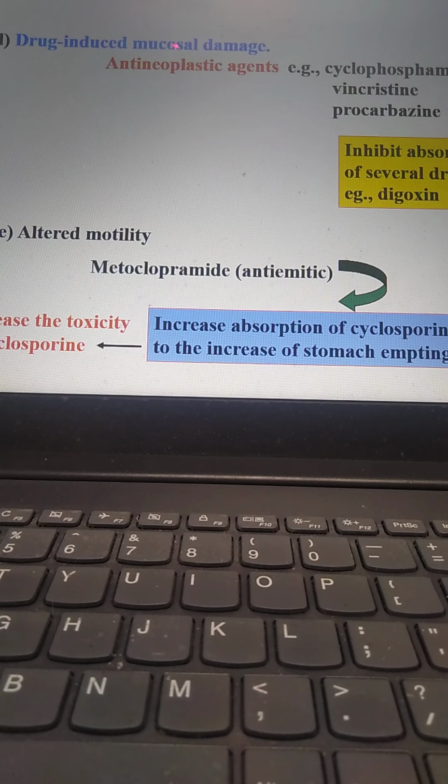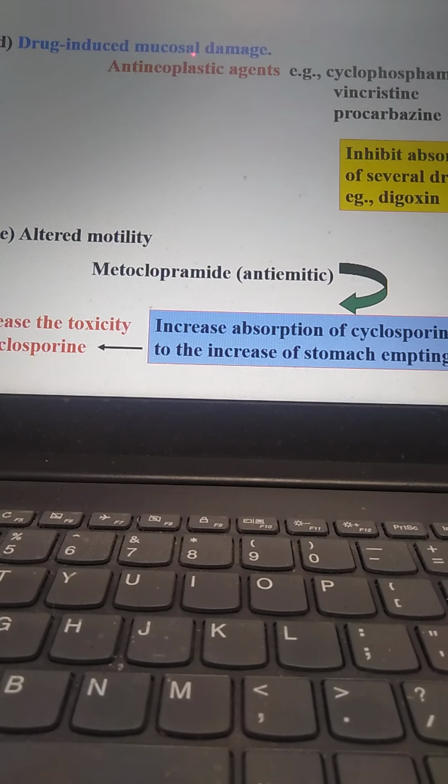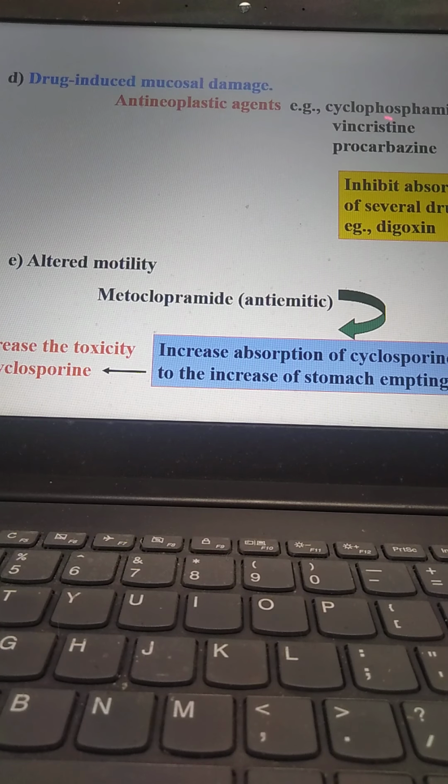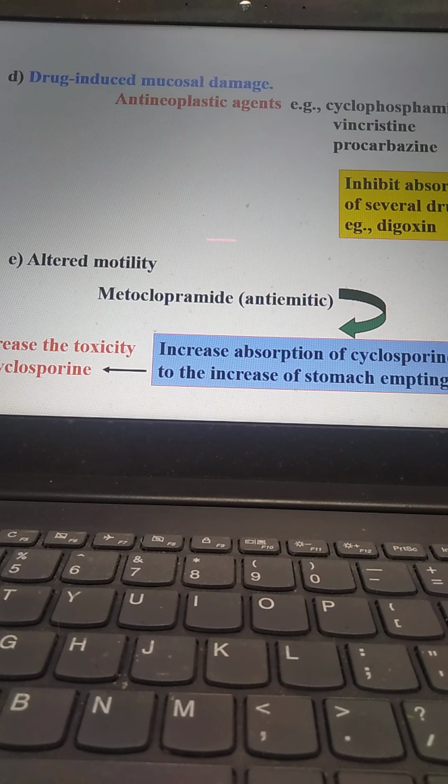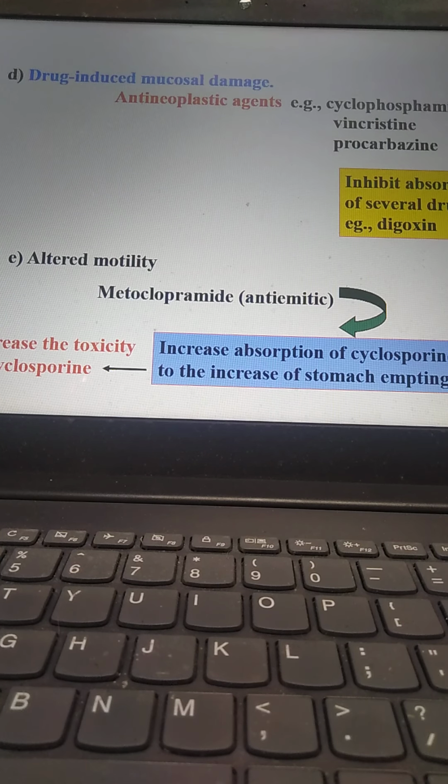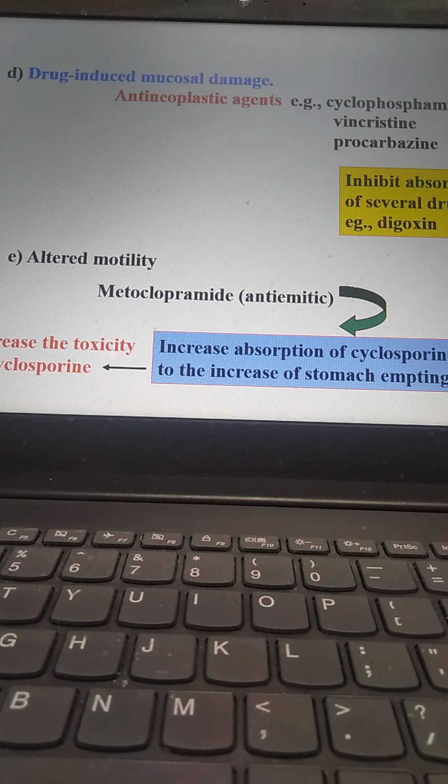D. Drug-induced mucosal damage. Antineoplastics, that is cyclophosphamide, vincristine, and procarbazine, inhibit absorption of several drugs. I would say that is digoxin. Altered motility: metoclopramide, an antiemetic, increases absorption of cyclosporin due to the decrease in stomach emptying time. So it increases the toxicity of cyclosporin. Once you give metoclopramide, there is increased toxicity of cyclosporin.